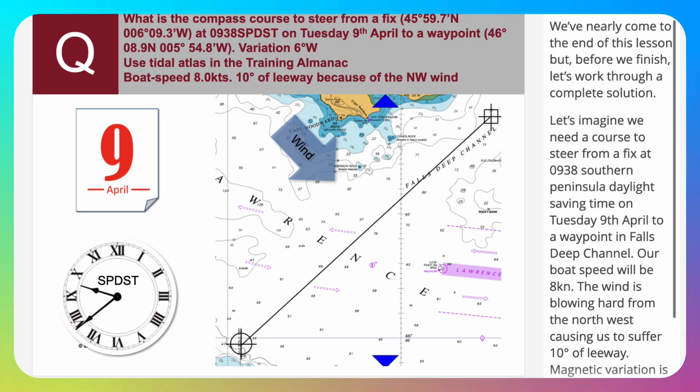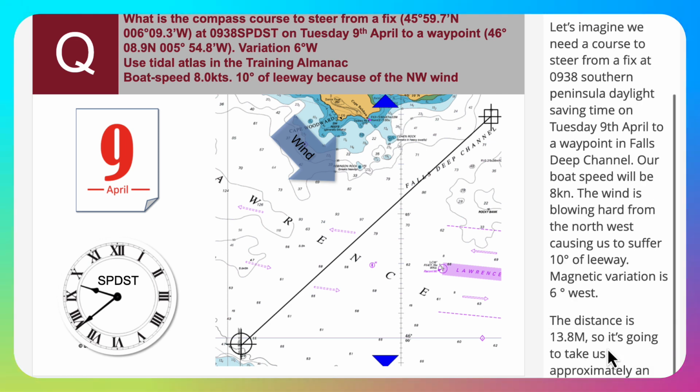Let's imagine we need a course to steer from a fix at 0938 Southern Peninsula Daylight Saving Time on Tuesday 9th of April to a waypoint in Falls Deep Channel. Our boat speed will be 8 knots. The wind is blowing hard from the northwest, causing us to suffer 10 degrees of leeway. Magnetic variation is 6 degrees west. The distance is 13.8 miles, so it's going to take us approximately an hour and a half.